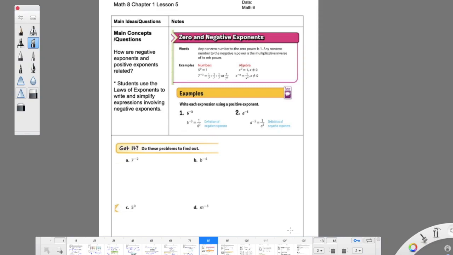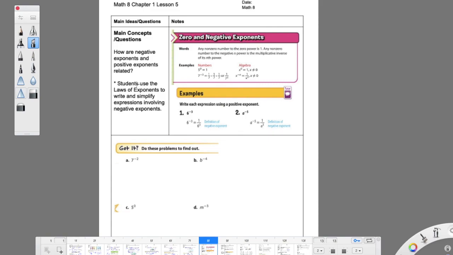All right, so we are in Chapter 1, Lesson 5 for Math 8. This is all about zero and negative exponents. So first, let's go ahead and read the main concept questions alongside here. It says, how are negative exponents and positive exponents related? So we need to think about that. And then students use the laws of exponents to write and simplify expressions involving negative exponents. So that's what we're going to do.